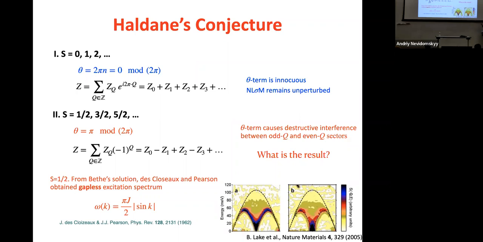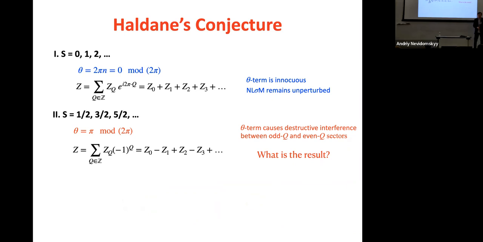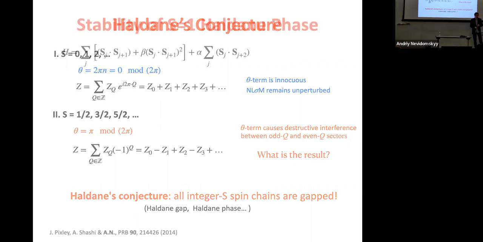This is an experiment done decades after Haldane's work, which showed that on quasi one-dimensional systems of localized spins, you could actually see it experimentally. Okay. So that led Haldane to formulate his famous conjecture. And that is that all integer spins behave differently than half-integer spins, namely all integer spins are gapped, versus half integers can be made gapless. Doesn't mean they're always gapless, but they can be made gapless.